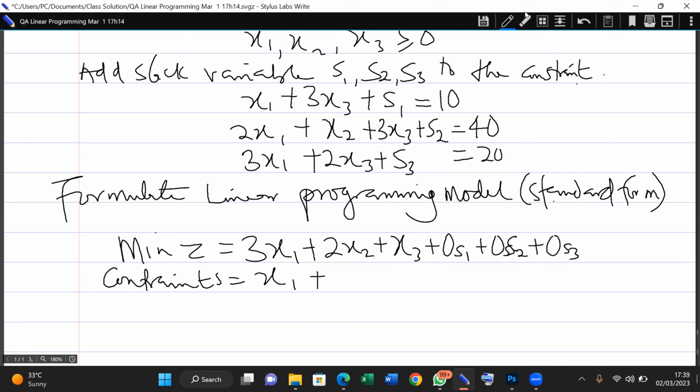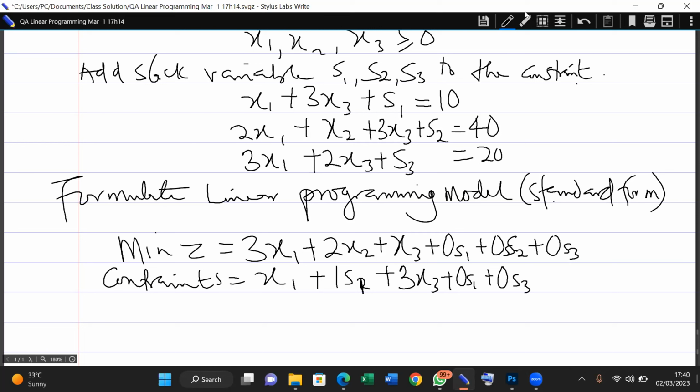Okay, you can say S1, I put my S1, then put 1S2. Sorry, we are using S. Remember that this one will be 100. Then plus 3x3 plus 0. Sorry, this will be 1. 0s1 plus 0s3.